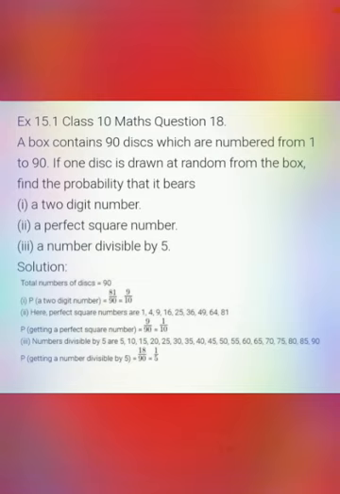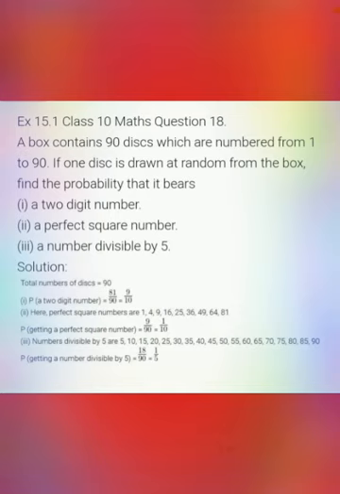Next, second part. What is the probability of getting a perfect square number? From 1 to 90: 1 square is 1, 2 square 4, 3 square 9, 4 square 16, 5 square 25, 6 square 36, 7 square 49, 8 square 64 and 9 square 81. So there are 9 perfect squares. The probability of picking a perfect square number is 9 divided by 90. This can be divided in both numerator and denominator by 9, so you can simplify and obtain 1 by 10 as the answer.